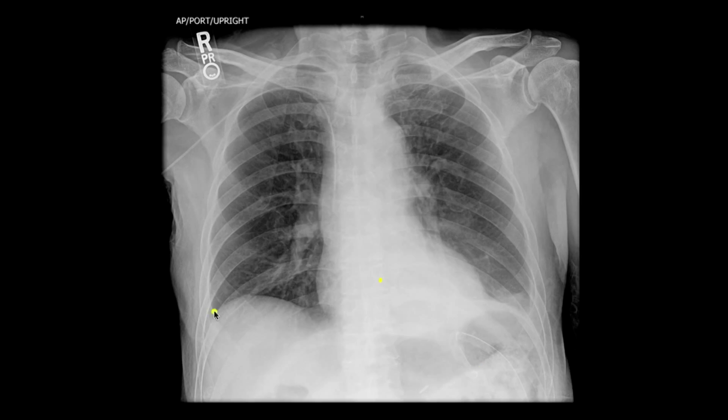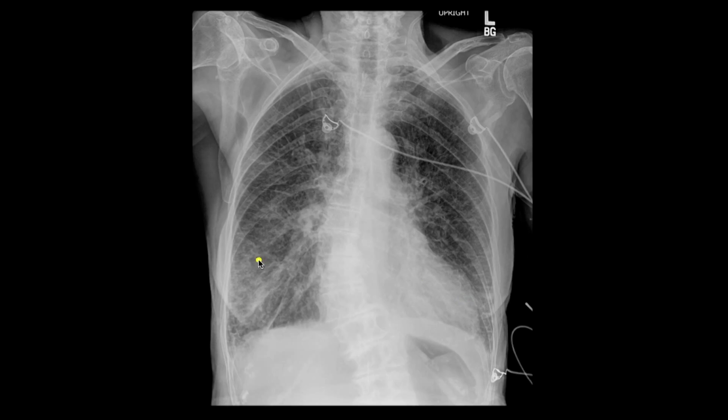So if we were to trace out the right hemidiaphragm, we can see it very clearly all the way to the right border of the heart, but as we trace on the left, right about here, it stops and we can't really see it anymore because it's being silhouetted out by this retrocardiac infiltrate. Wonderful.